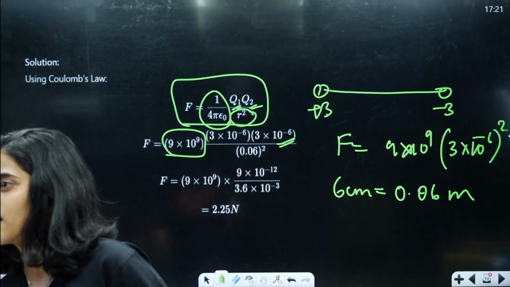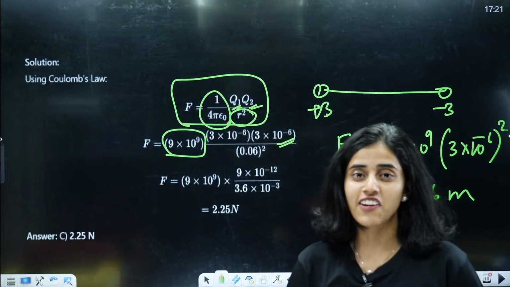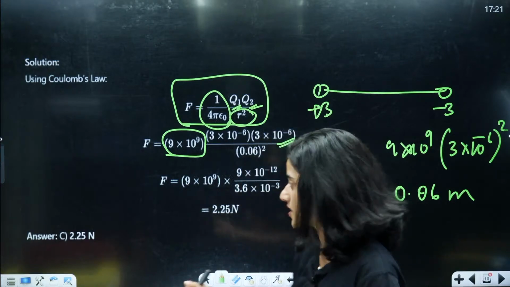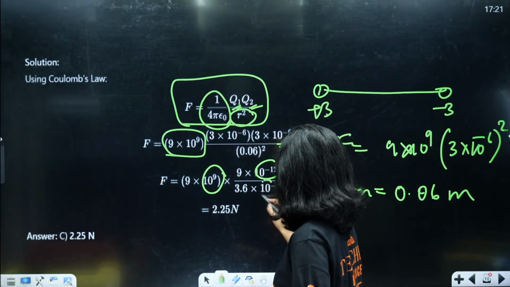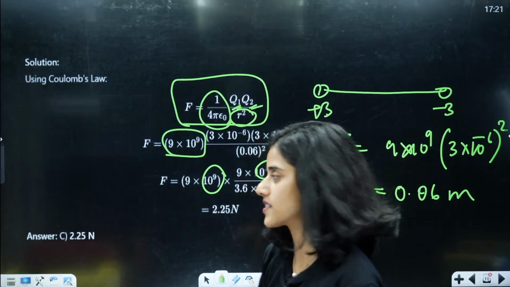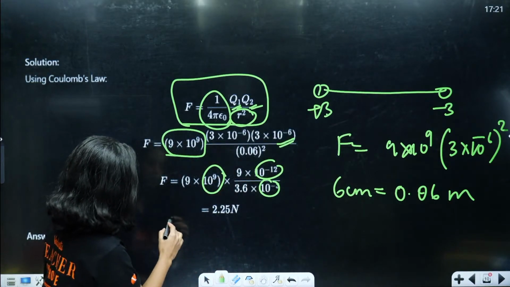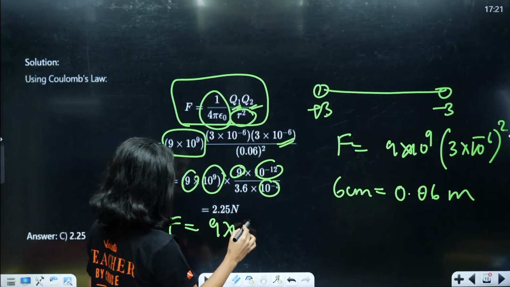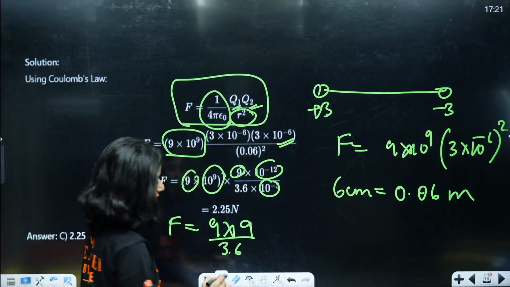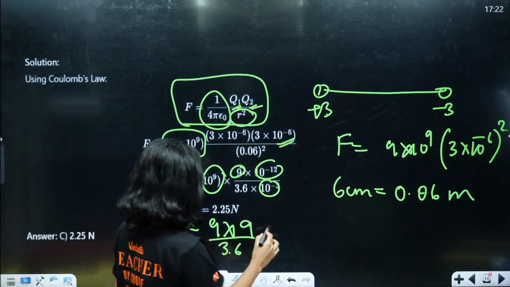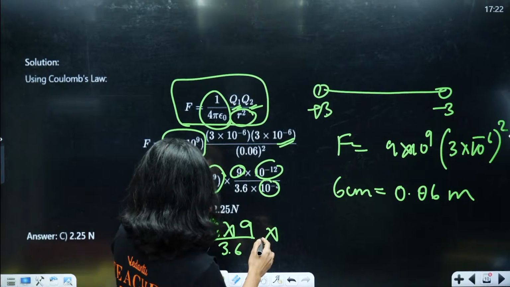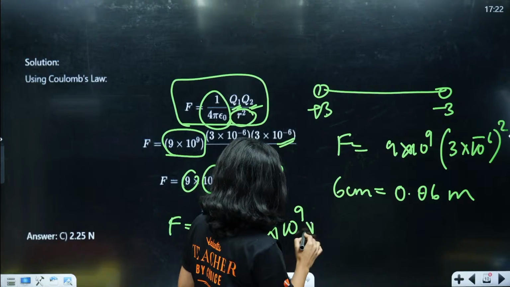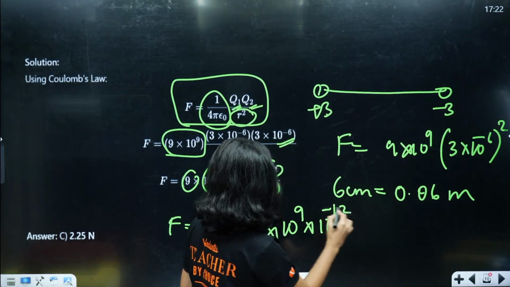No calculator, ma'am. Yeah, you will have to be very good at math for your KCET. You wouldn't get calculators. So the trick is to just first solve the powers. Solve the power separately, solve the numbers separately. So for example, you do 9 into 9 divided by 3.6. You do this and then you multiply it with the powers. So here the first power is 10 raised to 9. The next power is 10 raised to -12.